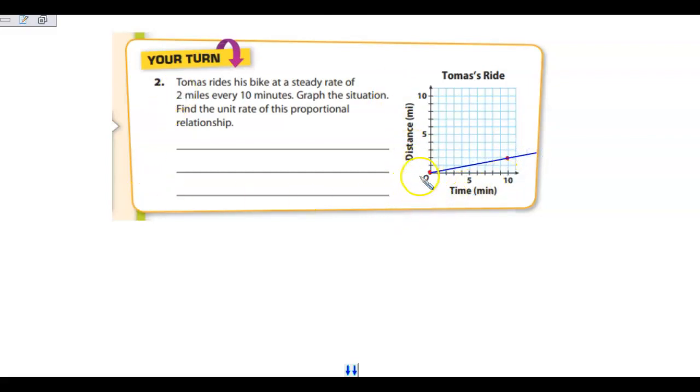We notice it goes through the origin, so we know this is a proportional relationship. 2 miles every 10 minutes. We can also see that in 5 minutes, you can go 1 mile. So it's going to be 1 mile per 5 minutes. 2 miles in 10 minutes, 1 mile every 5 minutes.